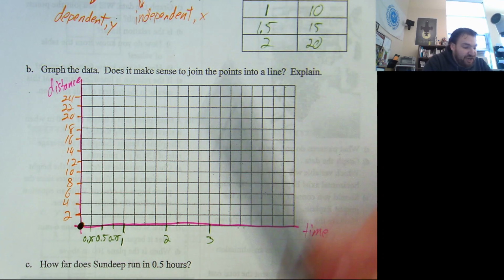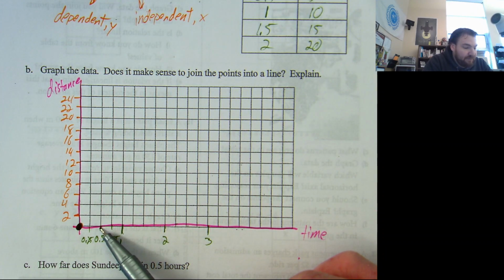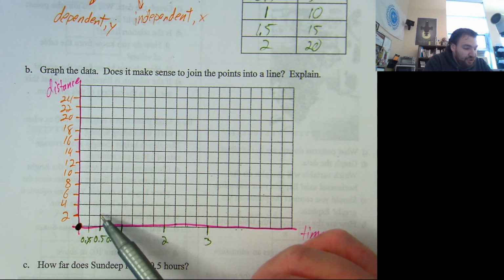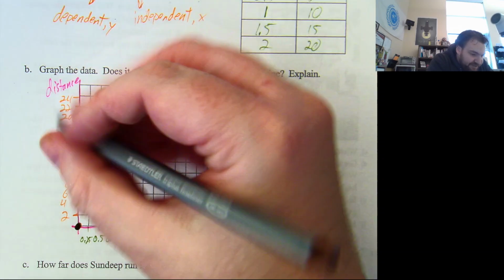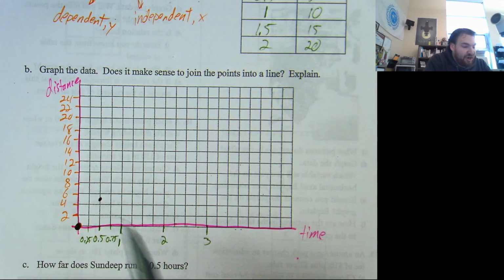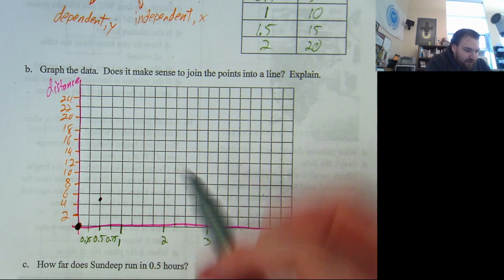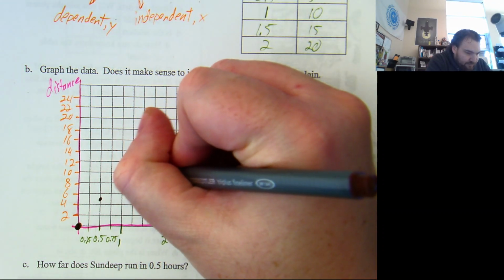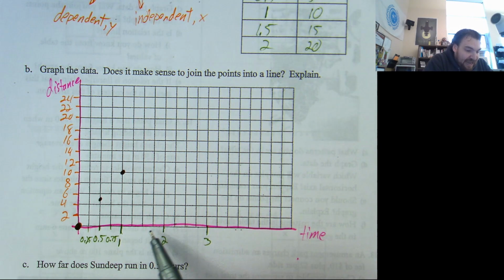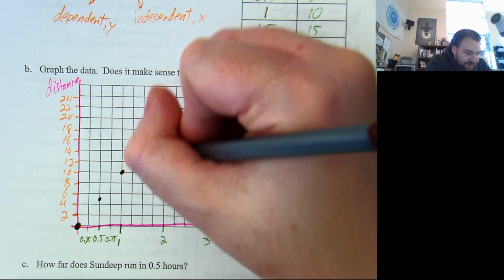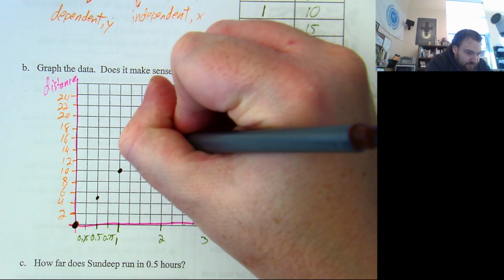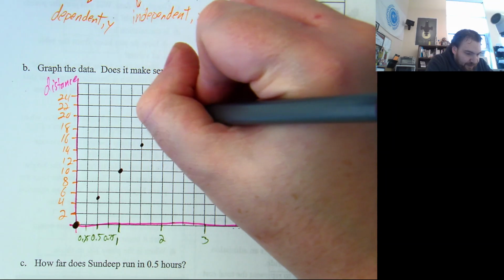After half an hour, she's gone how far? 5. So 5 is halfway between 4 and 6. So even though 5 is not on our scale, getting the halfway point between 4 and 6 is not a hard thing to do. After an hour, she's up here at 10. After an hour and a half, she's up here at 15. After 2 hours, she's up here at 20.